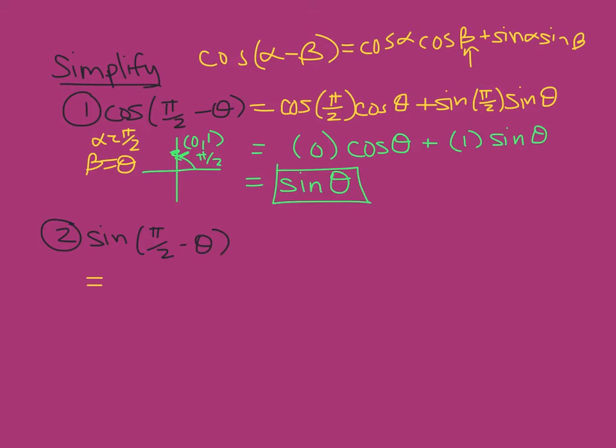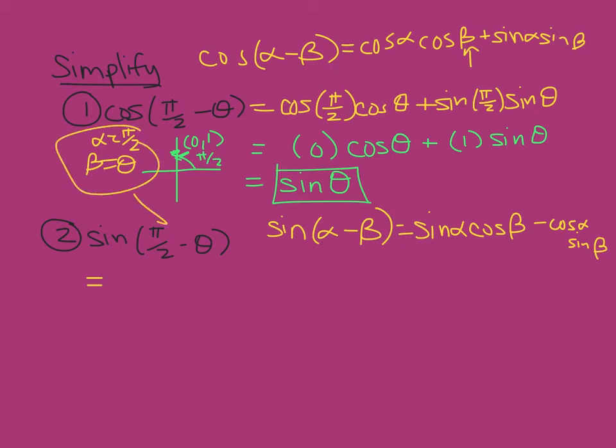So for this one, remember we have the formula sine of alpha minus beta is equal to sine alpha cosine beta minus cosine alpha sine beta. So in this one, my alpha and beta are actually the same thing as previously. So I'm going to get sine of pi over 2 times cosine of theta minus cosine of pi over 2 times sine theta.